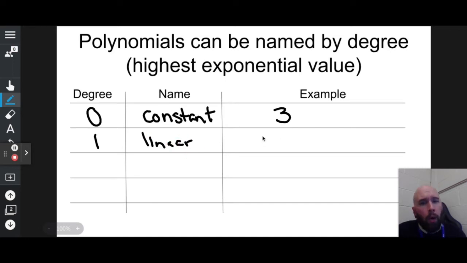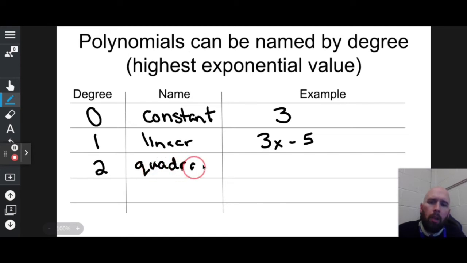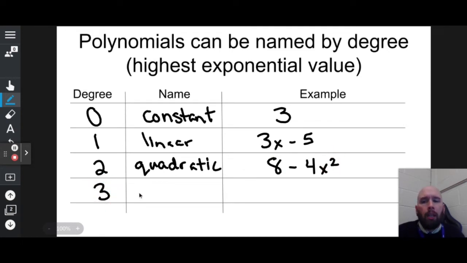An example of a linear equation could be 3x minus 5. The highest exponential value is a 1, so I have 3x to the invisible 1 here. If the degree is 2, we call that quadratic. An example of that could be 8 minus 4x squared. If the degree is 3, that's a cubic. An example of that is negative x minus x squared minus x cubed.